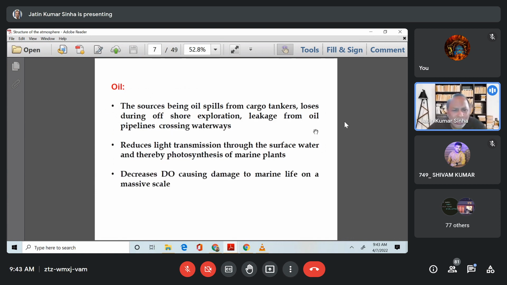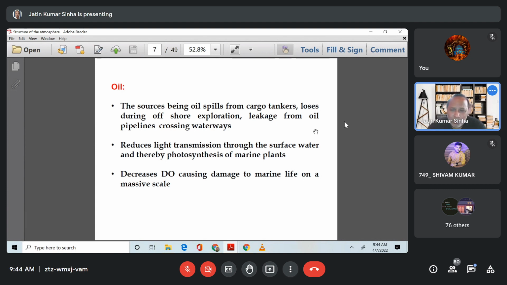Then comes oil, in terms of organic pollutants. This is a very rare event, basically. A leakage or accident happens at sea, from cargo tankers, and leakage from oil pipelines, because the pipelines are spread below the sea level. So if there is any leakage, it leads to catastrophic oil leakage.